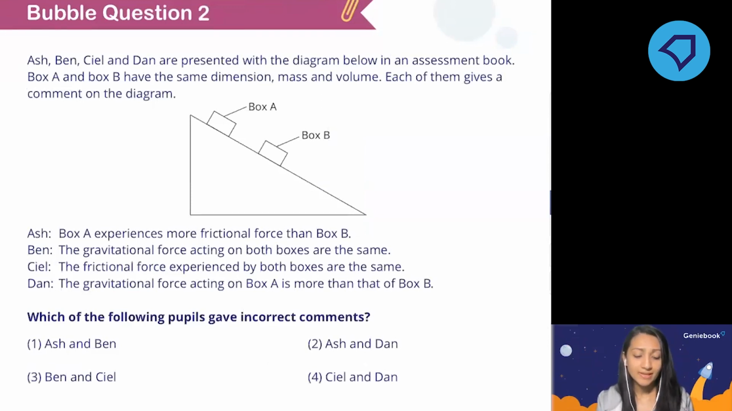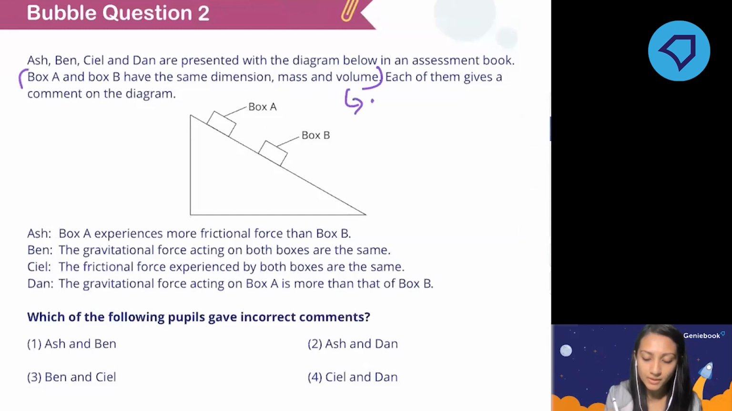Ash, Ben, CL, and Dan. Wow, unique names. CL, are presented with the diagram below in an assessment book. So they see this diagram inside the assessment book. They found out that box A and box B have the same dimension, mass, and volume. So in other words, box A and box B are pretty much identical.